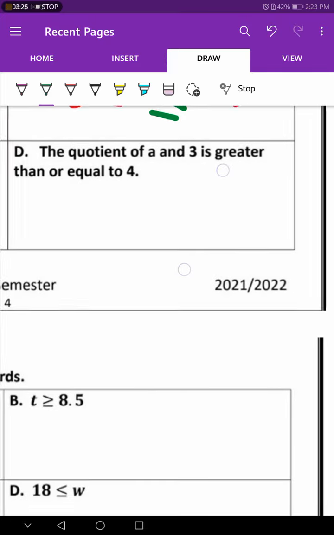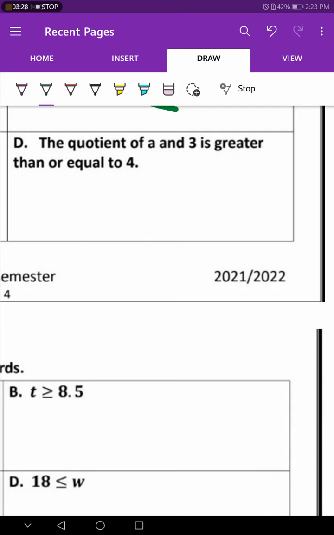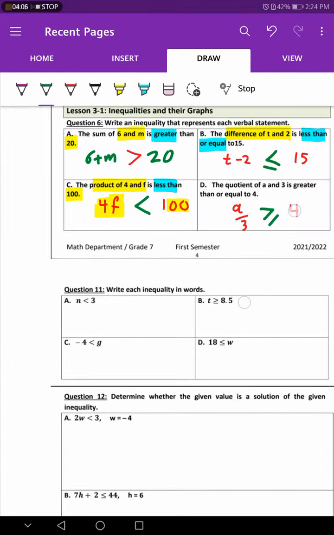Now D, the quotient of a and 3 is greater than or equal to 4. So quotient means a over 3. You can write it like this, or you can write it like this. It is up to you. Both of them are correct, yes? And it is 4 here. Now it is greater than or equal, so the fish will eat the a over 3, and you put the equal sign there. So this is question number 6.